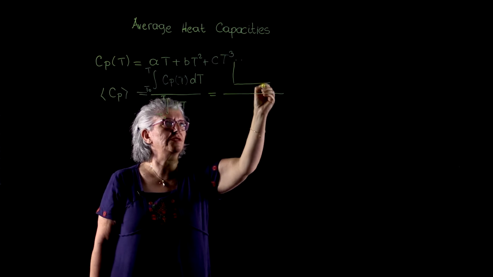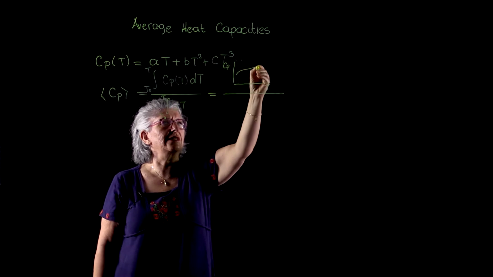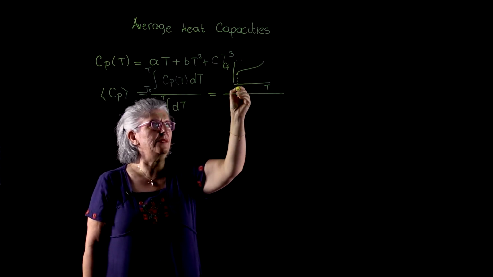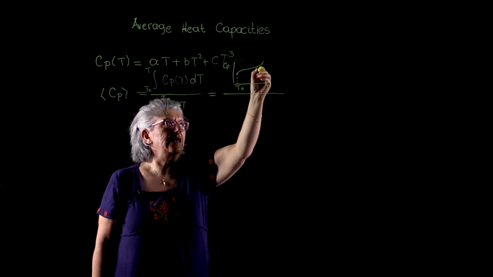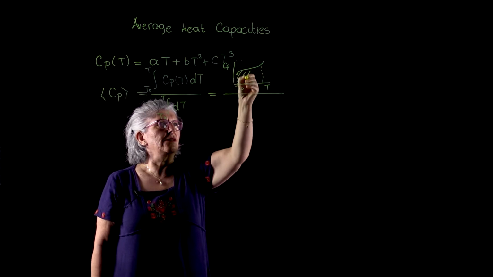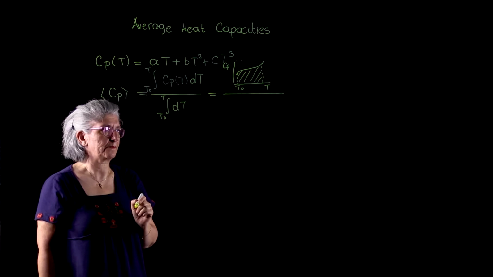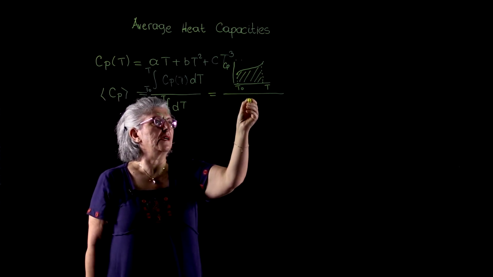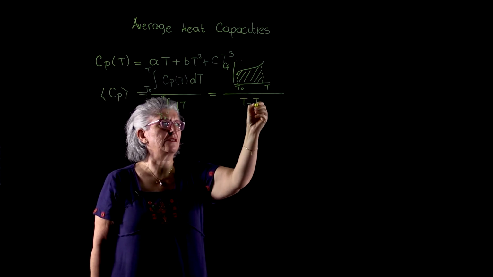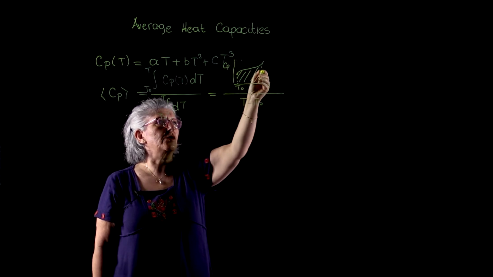Now this mathematical operation is equivalent to the following diagram. Suppose that you have plotted the heat capacity as a function of temperature, and this is your function. By integrating between T0 and the final temperature T, you are estimating the area under this curve. Dividing it by the temperature difference, T minus T0.